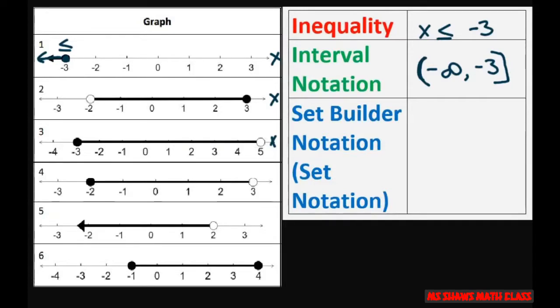Now, set builder notation is you're basically taking this one and writing it as a set. So I'll just start here. So you say x. And usually we talk about the real numbers, but for this video, we're just going to say x such that. So this is like a midline, and you just copy this down. X is less than or equal to -3, and then close it up with the brackets here. All right, so let's try the next one.